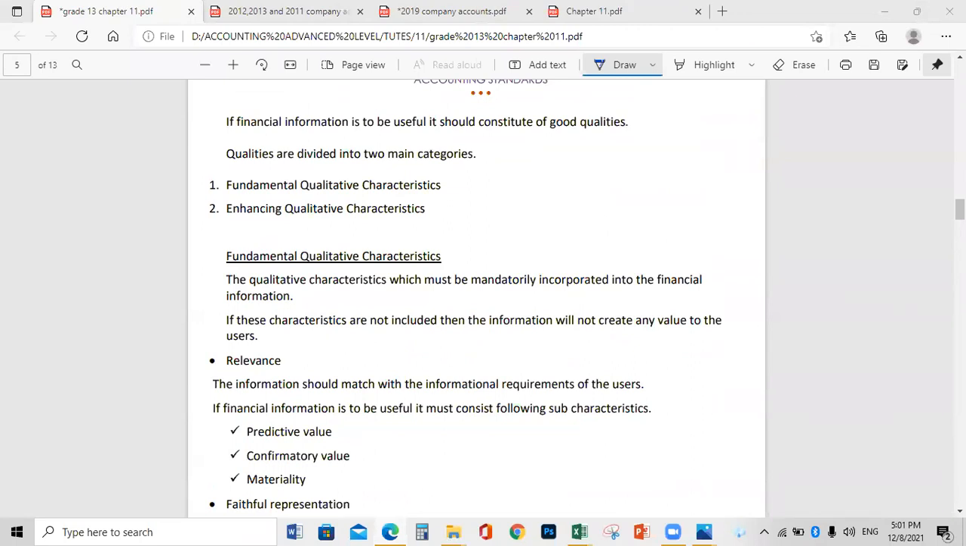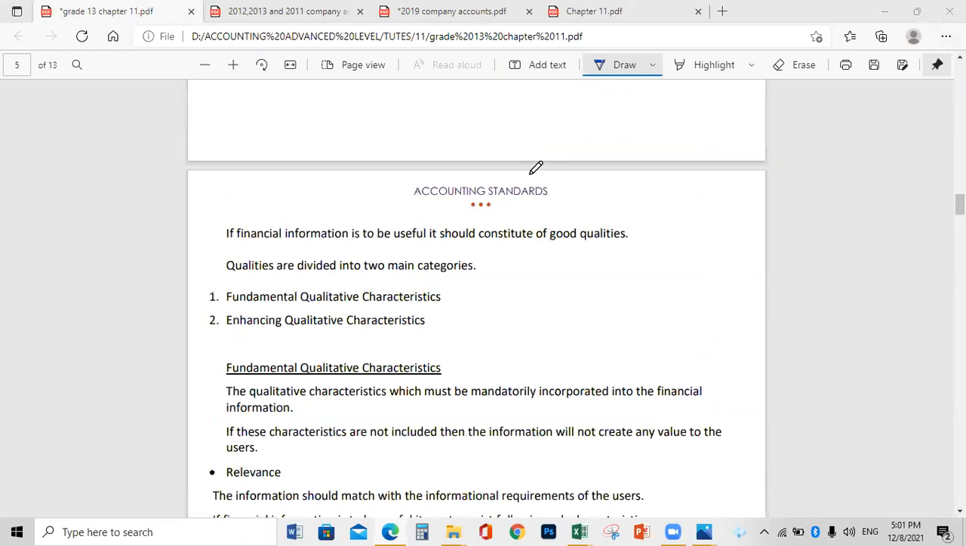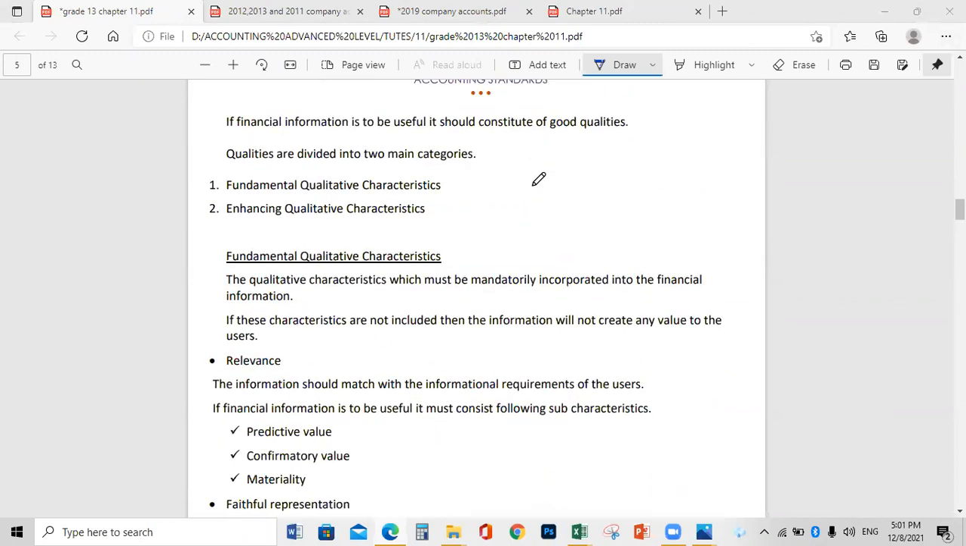Okay, we will be going one by one now. Guys, for information to be useful, it should have good qualities. Only information which is useful can be recorded in your financial statement. You can't just record everything you want. Only if it is useful do you record it.